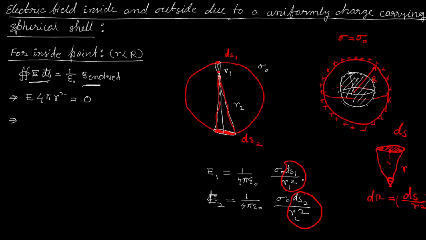And when these two solid angles are the same, we can say that the magnitudes of electric fields E1 and E2 at this point will also be the same, because 1 by 4 pi epsilon naught is constant, sigma naught is constant, and these two terms are also the same solid angle. So the electric field because of this portion will be downward, and the electric field because of this portion will be upward, and they will cancel out each other.